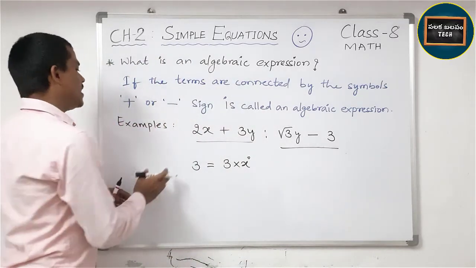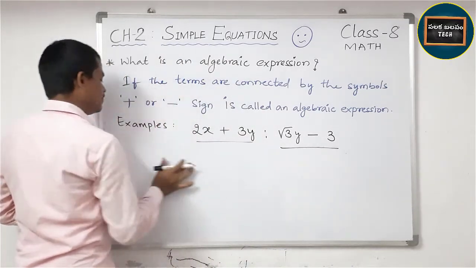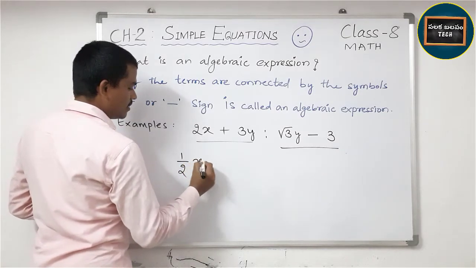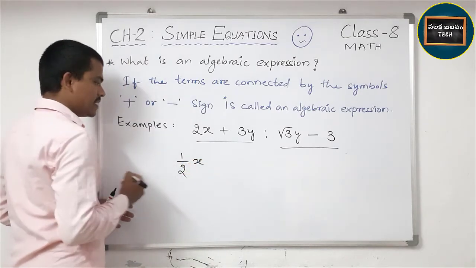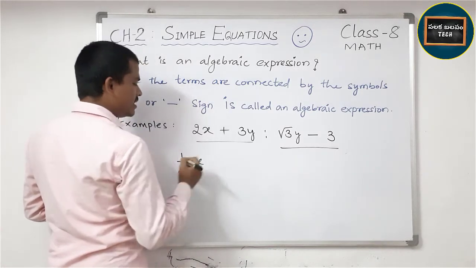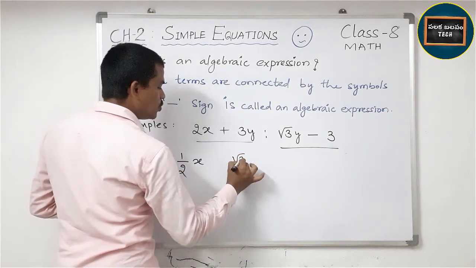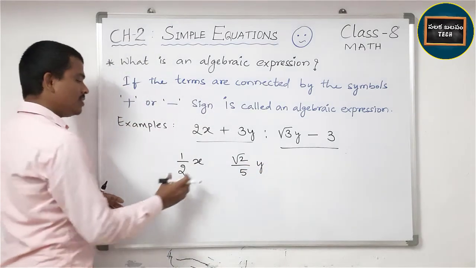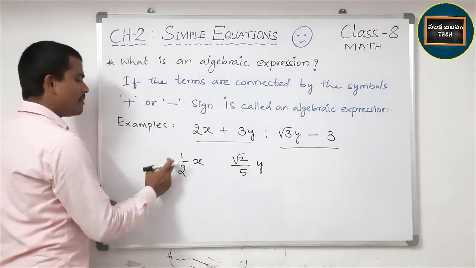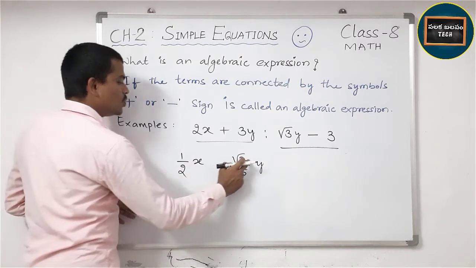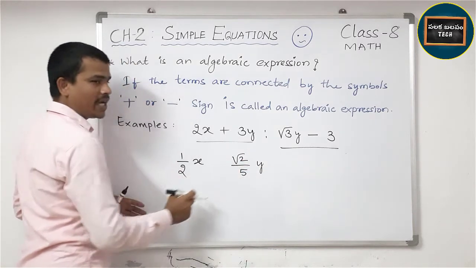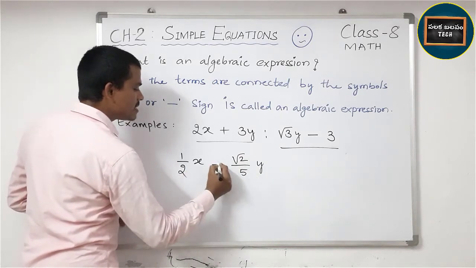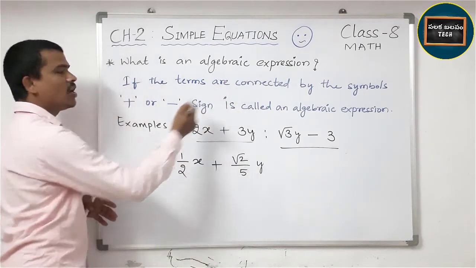Okay. Now let us take one more example for this. 1 by 2 x is one of the terms, and one more term, root 2 by 5 y, I am taking. Now these two are the terms. I am going to join these two terms with the plus sign. So it is called as an algebraic expression.